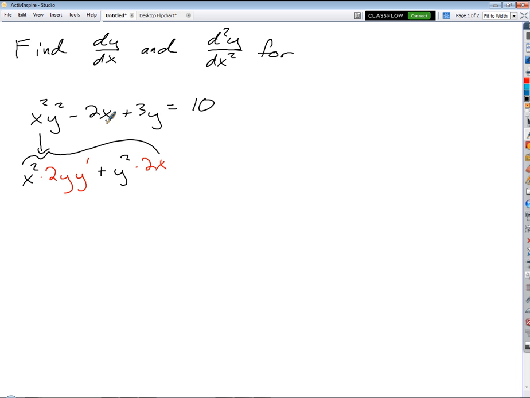Okay, what about the second term? Yeah, just minus 2, good. Okay. All right, Lucas, what's going to be the derivative of the third term then? Okay, 3y prime, because remember we're differentiating with respect to x. dy dx is y prime.